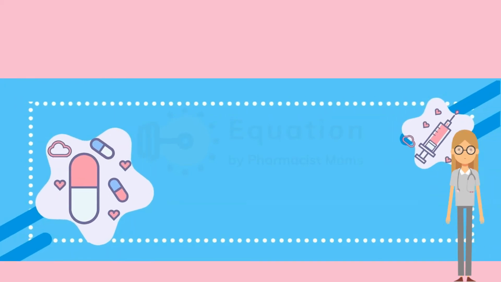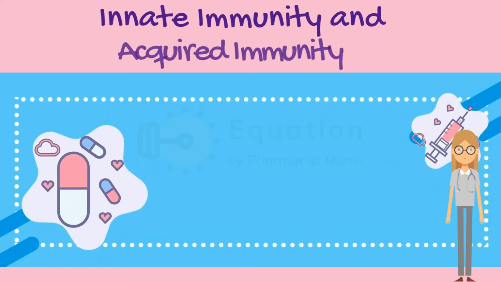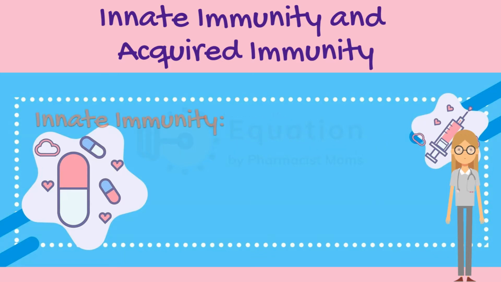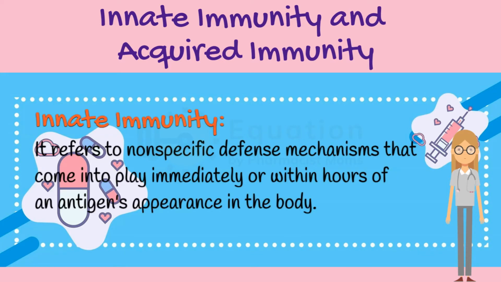First, we will discuss innate immunity and acquired immunity. The immune system is typically divided into two categories: innate immunity and adaptive or acquired immunity, although these distinctions are not mutually exclusive. Innate immunity refers to nonspecific defense mechanisms that come into play immediately or within hours of an antigen's appearance in the body.